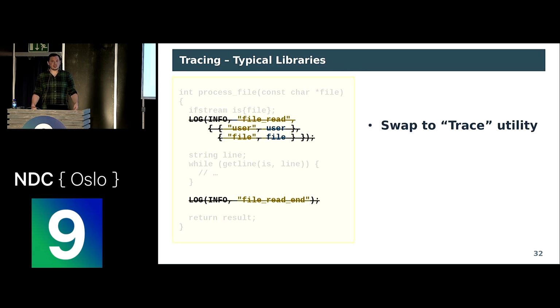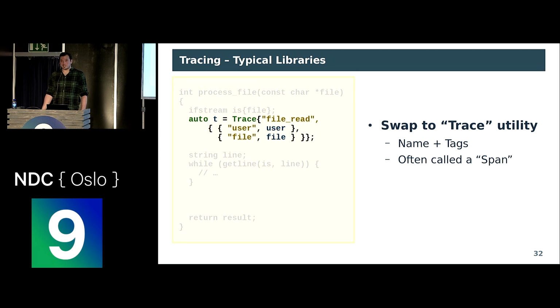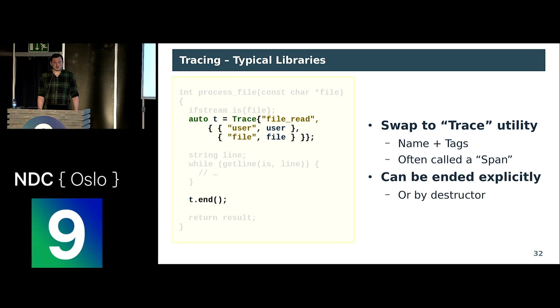And so we start inventing tools and libraries for this as well. We might have some trace utility that lets you start a trace and add some metadata to it: here's the user, here's the file name, and so on. Sometimes these things are called a span as well. And then you can say when the operation ended. With C++, maybe we can have this done implicitly or explicitly. The destructor, when it leaves the scope, could do it for us, or we could do it ourselves. That's a minor detail I don't think you should worry about too much.